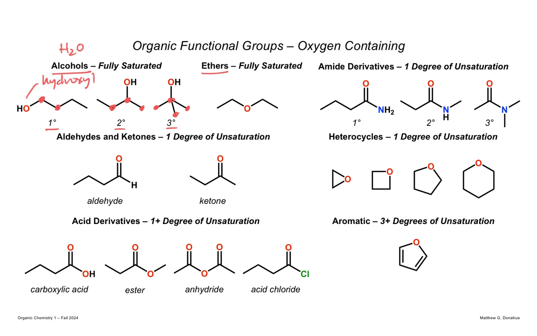Ethers have 2 carbon groups bonded to the oxygen. So that oxygen is showing 2 bonds. So how many lone pairs does it have? It has 2. So you have CO sigma, CO sigma.